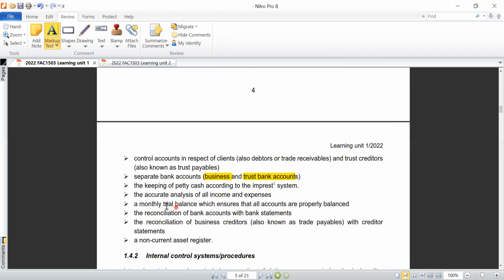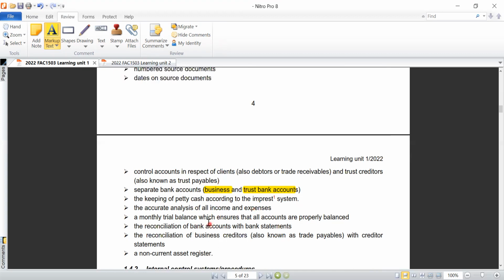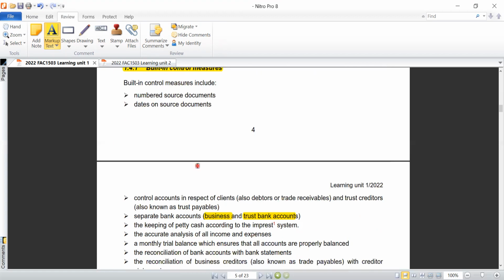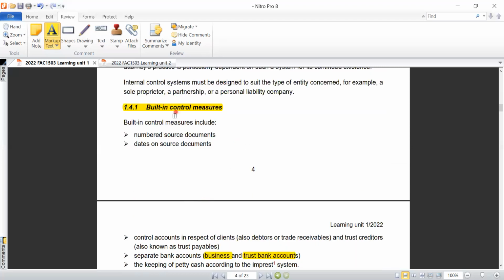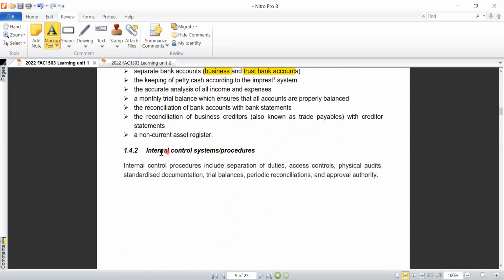The keeping of petty cash according to the imprest system, the accurate analysis of all income. All these built-in control measures, you need to know them for a question you'll get in assignment 1. I can bet on this. They can ask you to identify a combination of built-in internal control measures, and they give you combinations. They will have a combination which is correctly attributed to built-in control measures, but they will also have combinations where they mix them with internal control systems and procedures.